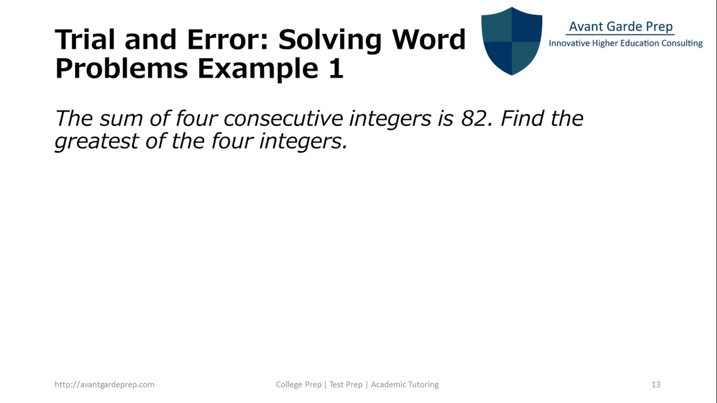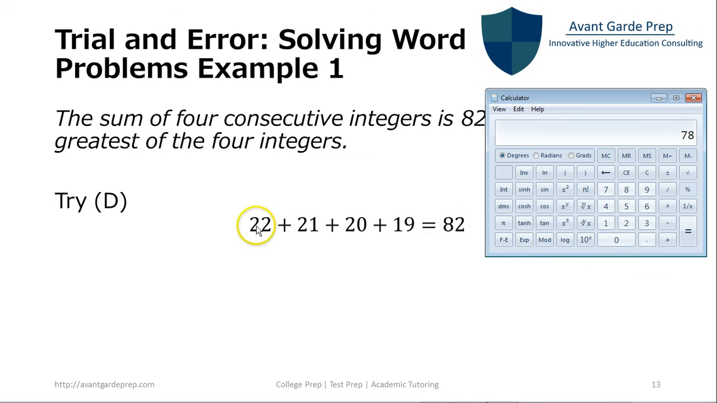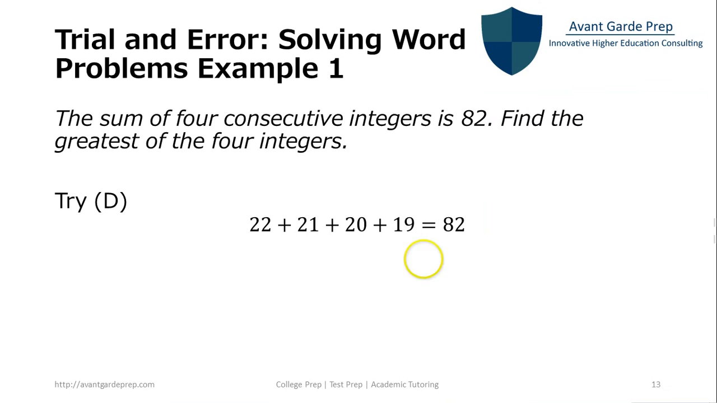So let's go ahead and try answer choice D. And D was 22. And so we'll get out our calculator again. We'll use the same idea. We'll start with the highest number and then go down. The 4 consecutive integers, 19, 20, 21, and 22, those are consecutive. So we'll go ahead and add those. 22 plus 21 plus 20 plus 19 equals 82. Indeed, 82 does equal 82. So answer choice D is the correct answer. Go ahead, fill in the bubble, and proceed to the next question.